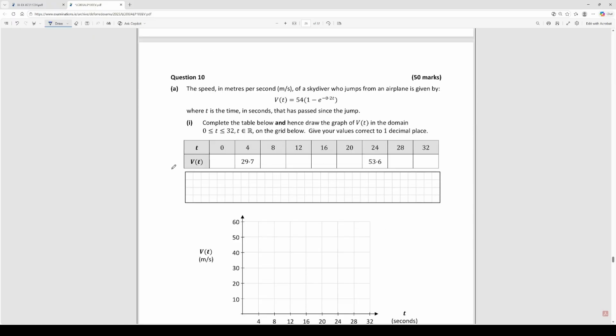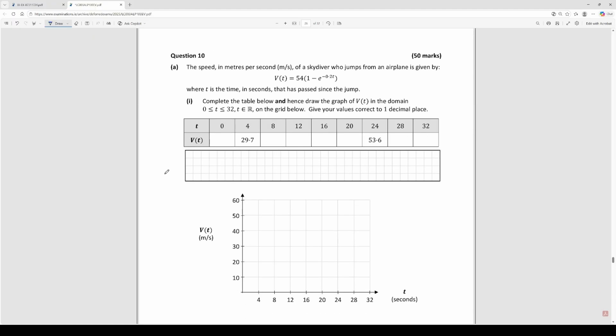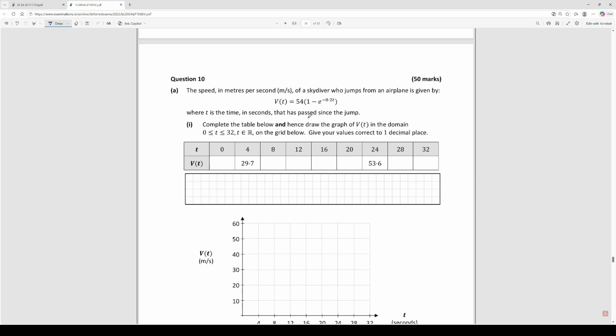The speed in meters per second of a skydiver who jumps from a plane is given by this, where t is the time. Okay, I'm not going to do that, as that would just be going into table mode. Some people would sub in 0 everywhere there's a t and get that answer, which is fine. I just know that if you sub in 0 for t, you would get 0 as the final answer.